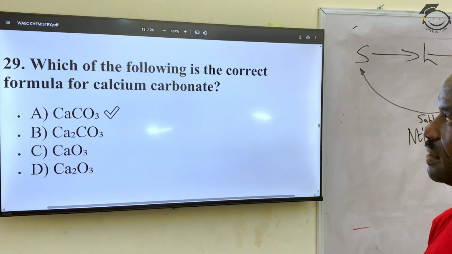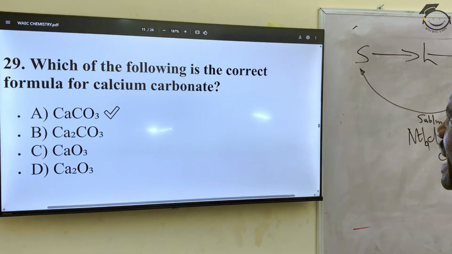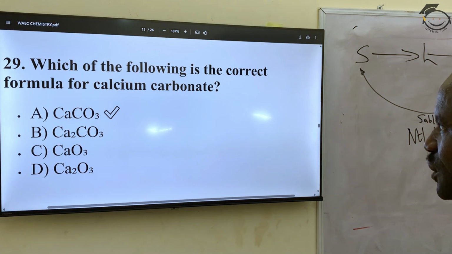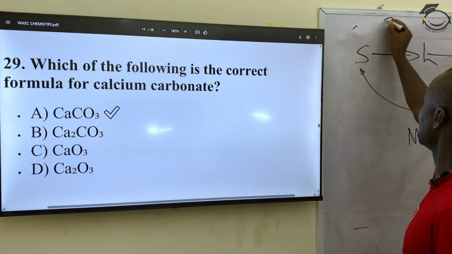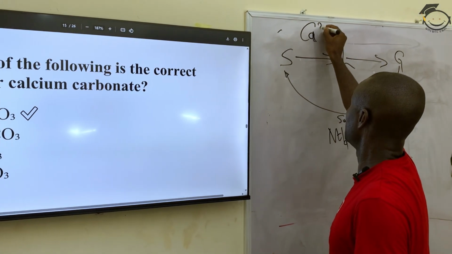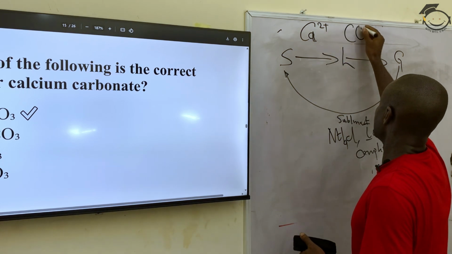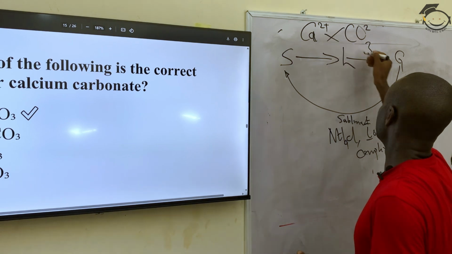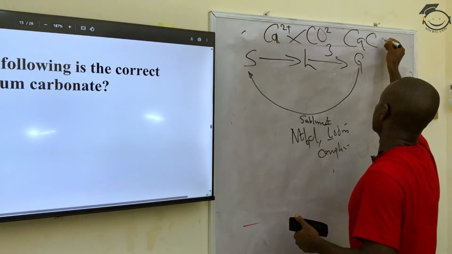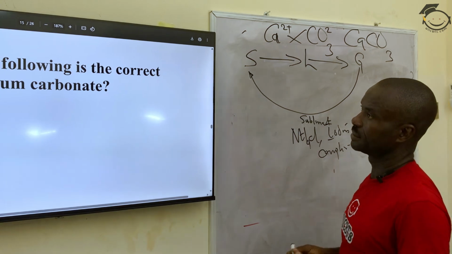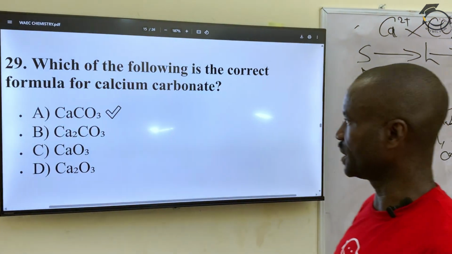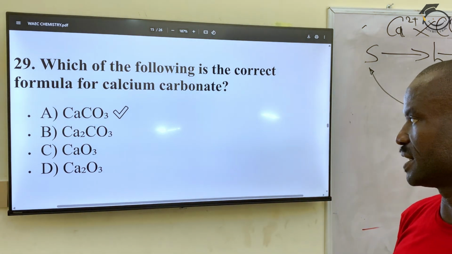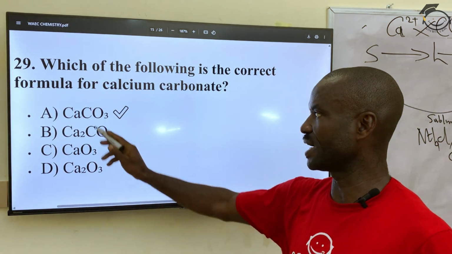Question 29. Which of the following is the correct formula of calcium carbonate? Calcium carbonate is made up of calcium metal or calcium ion and carbonate ion, CO3 2-. So by the time they exchange, their valency becomes CaCO3. So CaCO3, Ca2CO3, CaO3, Ca2O3. The correct answer is A.